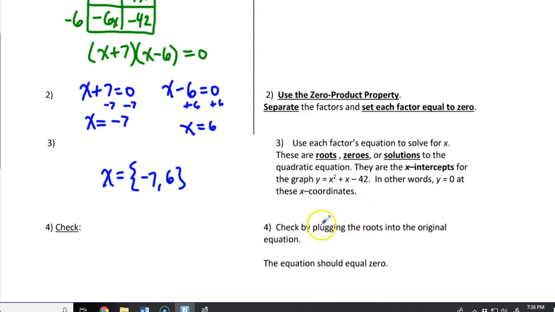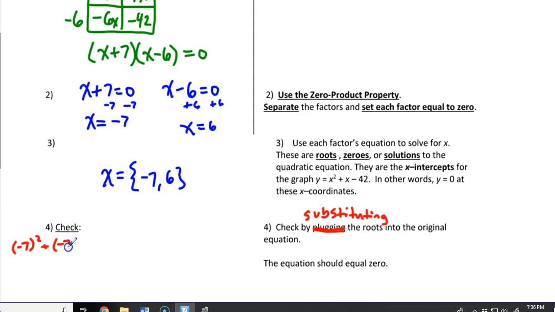And our final step is to check. I'd like to change some language over here in step 4. I'd like to change plugging in and change that to substituting. That's the correct word. So we're going to check by substituting these roots separately into the original equation. So something like this. Now when you're substituting a negative, especially when there's squaring involved, parentheses are the key.